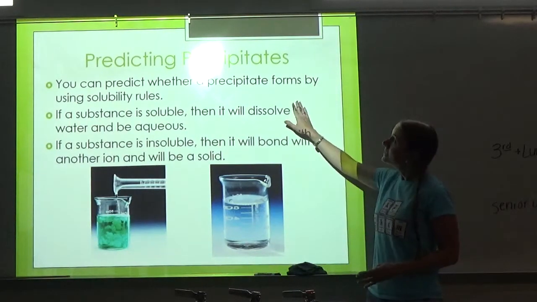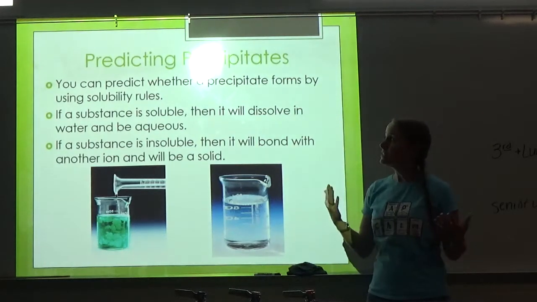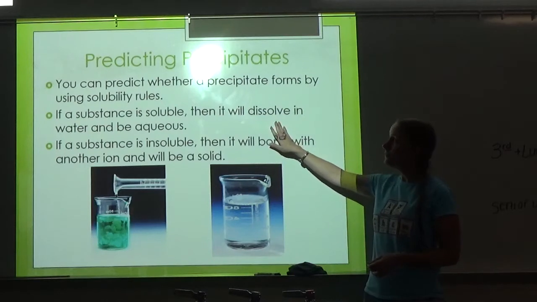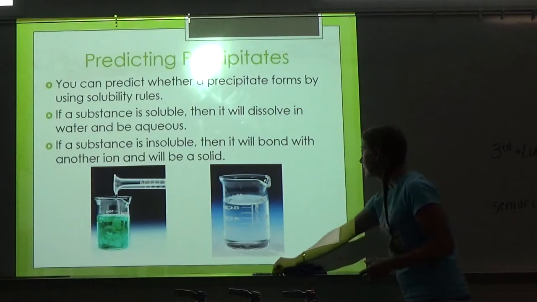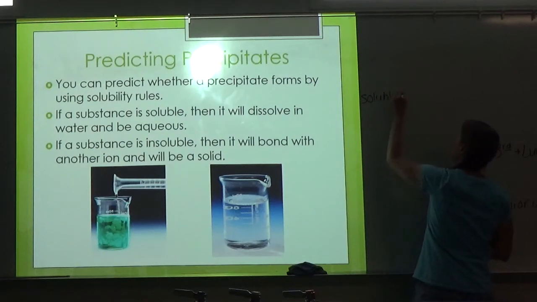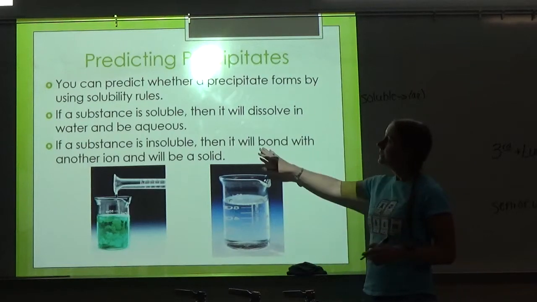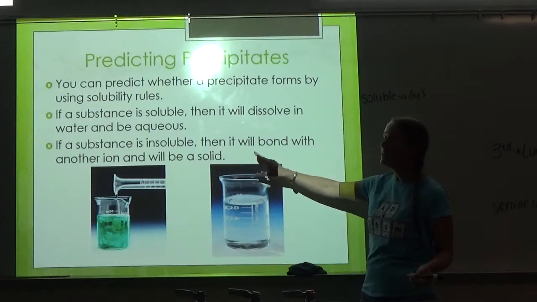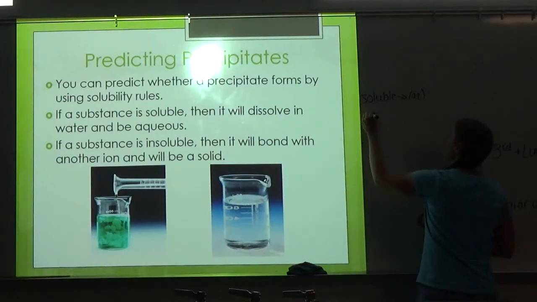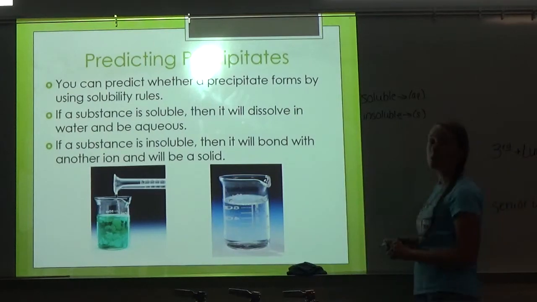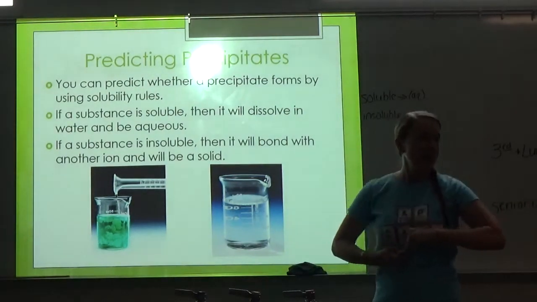You can predict whether a precipitate forms by using solubility rules. If a substance is soluble, then it will dissolve in water and be aqueous. So when things are soluble, that means it will be listed as aqueous in the reaction. If a substance is insoluble, then it's going to bond with another ion and it will be a solid. So insoluble means you will have a precipitate and it will be a solid in the reaction.